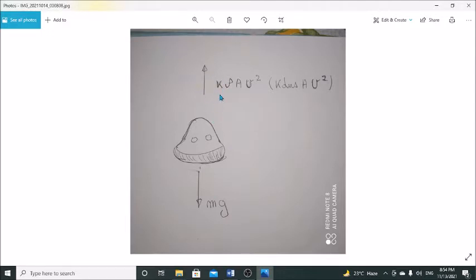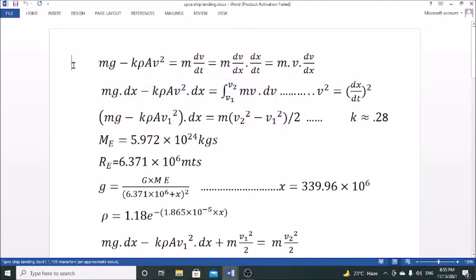And k, of course, varies according to the shape of the body and aerodynamic shape of the body. Rho, the density, varies with height. A, the projected area, and v, the velocity, squared. So we have g and rho, functions of height, as you will soon see. Now here is our mathematical formula.